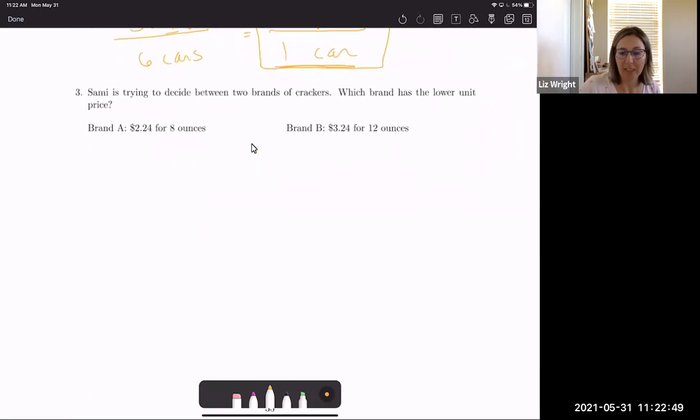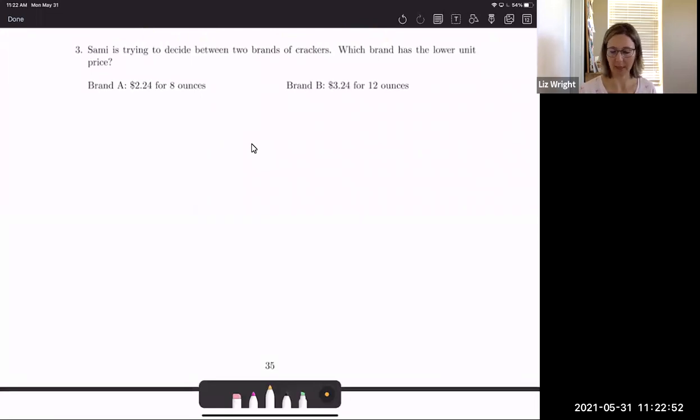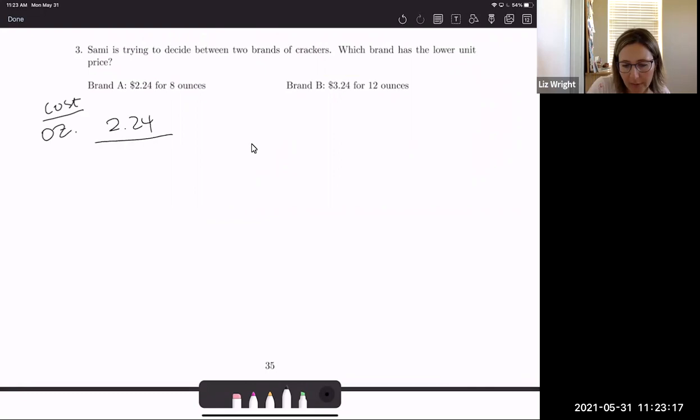So here's one I do a ton when I'm grocery shopping. It says Sammy is trying to decide between 2 brands of crackers. Which brand has the lower unit price? So unit price, again, you're thinking about how much does it cost per ounce. So if we're doing cost per ounce, it's going to be 2.24 divided by 8, and I'm putting my labels on there.